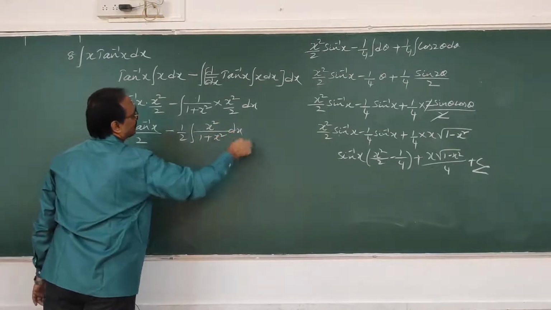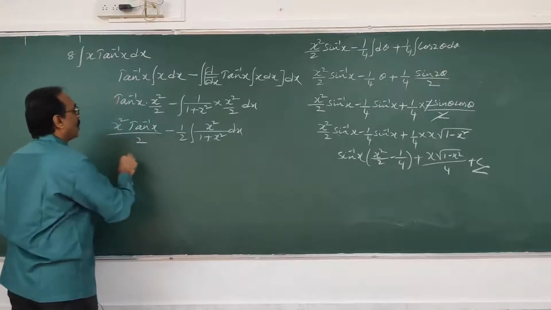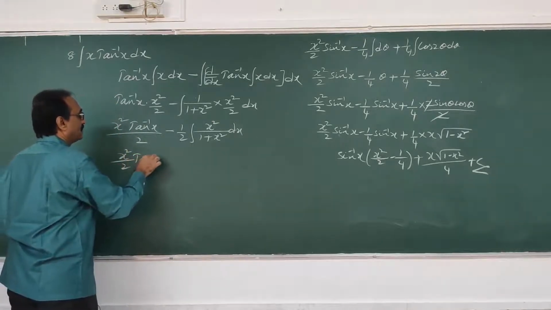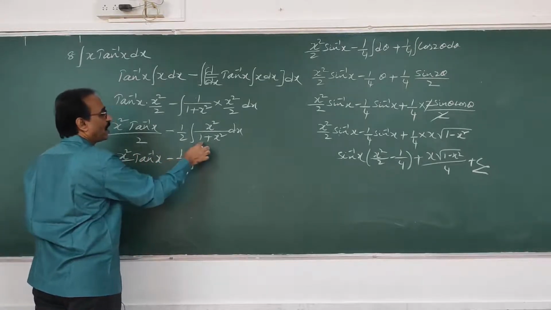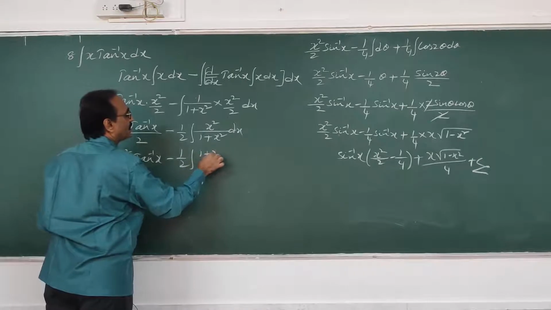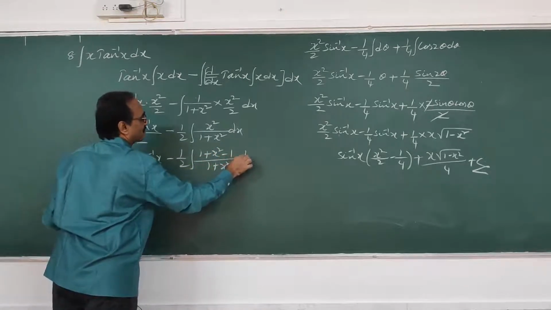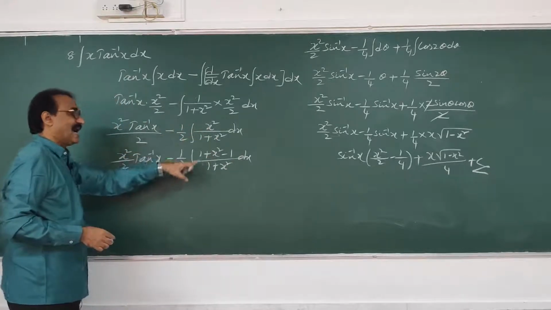Here you cannot go for substitution because there is no root. If root is there, then we need substitution. Now how to do it without substitution? You see, x square by 2 tan inverse x minus 1 by 2, the denominator is 1 plus x square, so add 1, subtract 1. Already we did this in exercise two, the improper fraction case. That's why add and subtract.